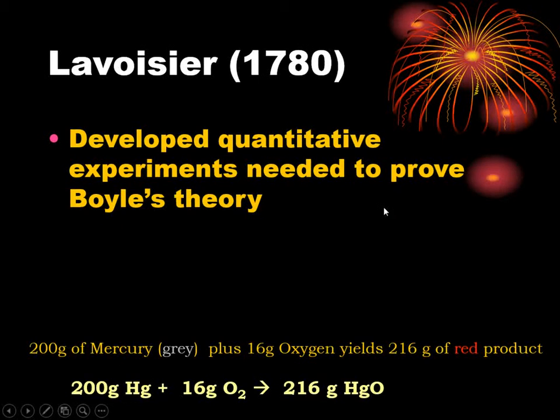Okay? Then, another 100 years go by. We get Lavoisier. He developed quantitative experiments needed to prove Boyle's theory. So basically, he took mercury and oxygen and combined them together and made mercury oxide. So he measured the amount of mercury he had, 200 grams, measured the amount of oxygen, and then he bonded them together and got the same amount of mercury oxide. Okay?